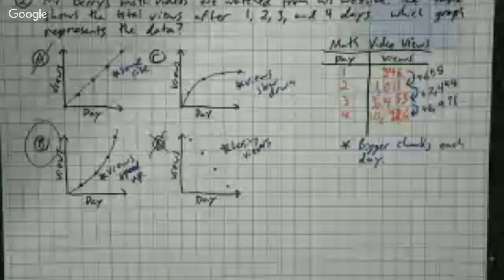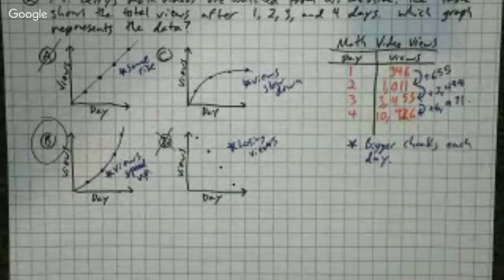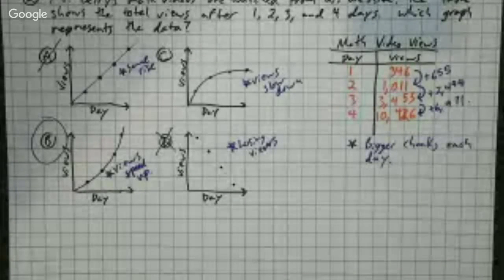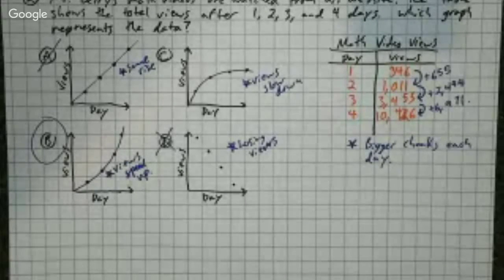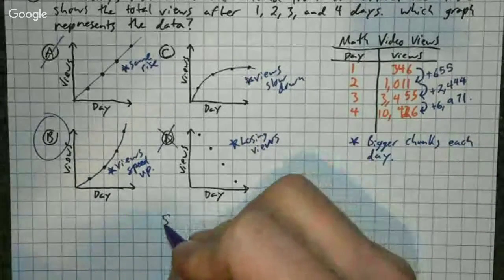So you need to be very careful. Looking at these graphs can be very tricky. Make sure you're understanding what the graphs are saying. Okay, let's go to our third and final bit of modeling here. In this one, we're going to learn how to sketch a graph.